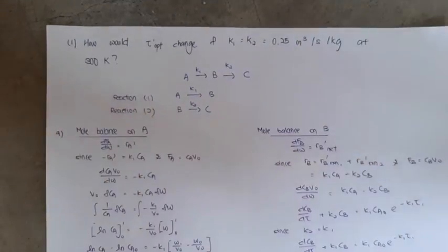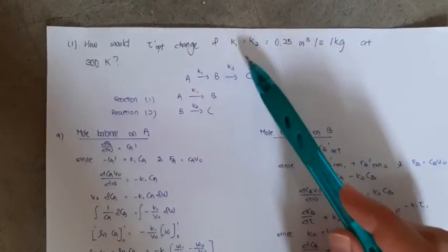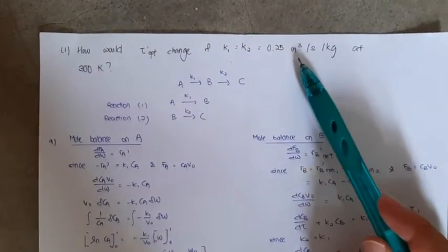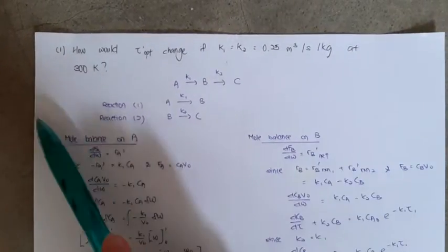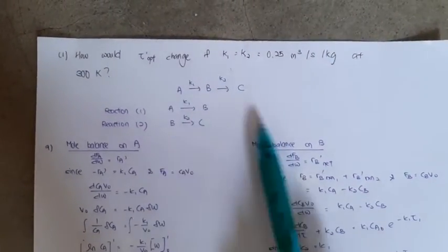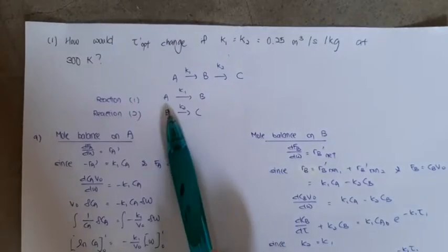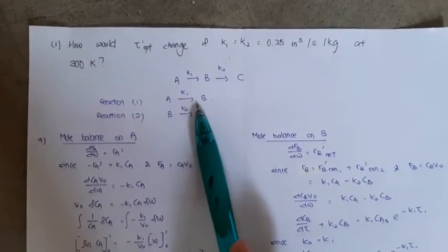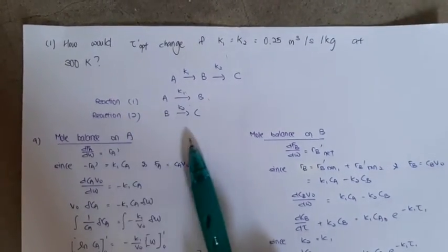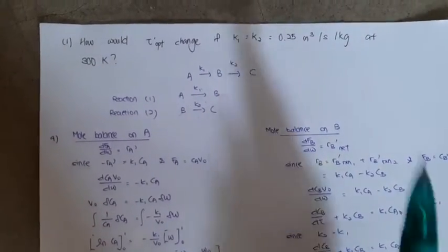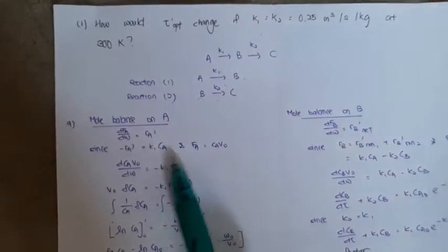About how would T optimal change if K1 equals K2, which is 0.25 m³ per kg per second at 300 Kelvin. So from here we know reaction 1 is A changing to B with K1, and reaction 2 is B changing to C. So first we do the mole balance on A.